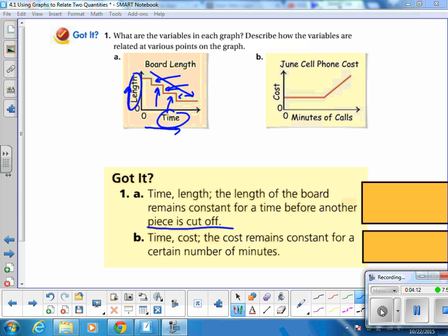And then it's happening, and then it falls off. And it looks like they got tired of cutting at this point. And we've got B, we've got June's phone cell plan.